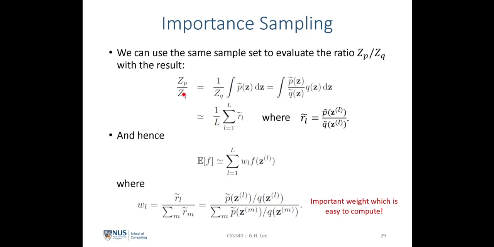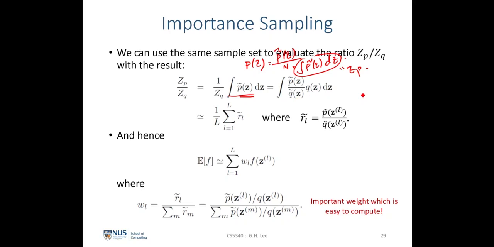Now the next thing that we need to evaluate would be the ratio of the normalizers Z_P over Z_Q, with the result of this over here, Z_P over Z_Q equals 1 over Z_Q times the integral of the unnormalized target probability distribution. Since we know that P(Z) is simply given by P tilde(Z) divided by the normalizer, which is equal to the integral of P tilde(Z) over Z, and this term here would be equivalent to P(Z).